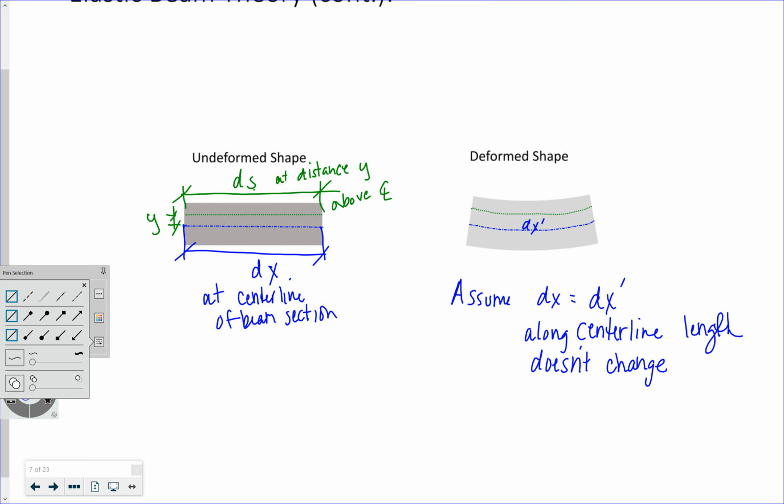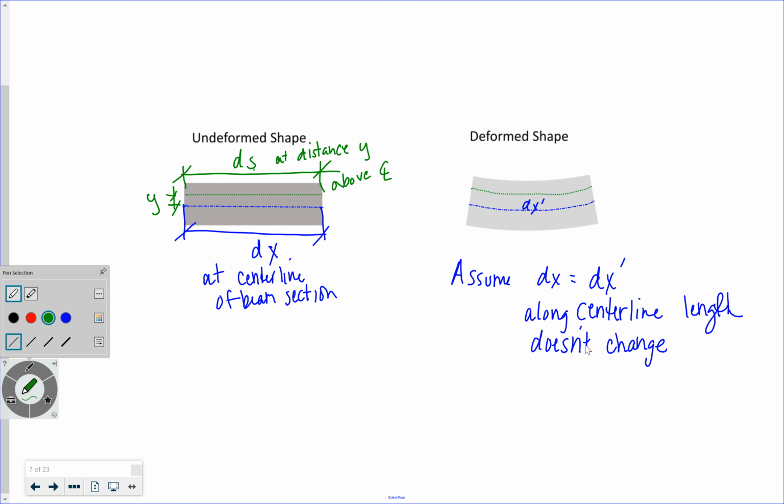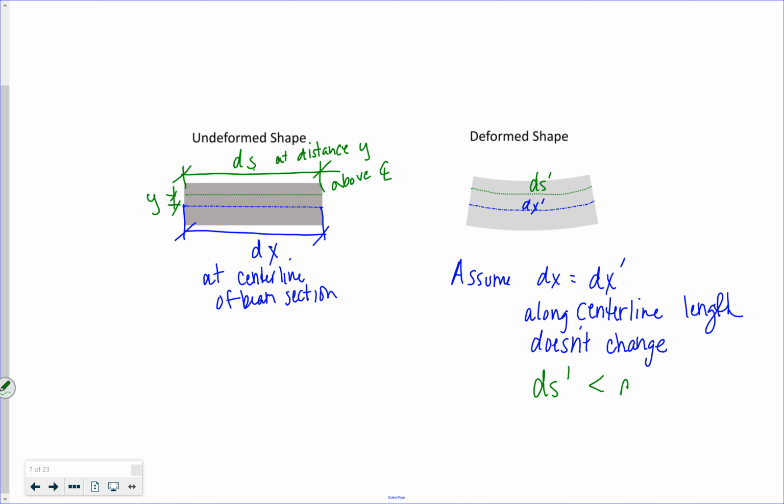However, ds prime, right? ds is in compression. We're in positive bending. We're above the center line, so it's going to be shorter than your original length. If I was looking at a line below the center line, it would lengthen, because it was in tension. Above the center line, I'm in compression. Below the center line, I'm in tension. And it would lengthen, but I'm looking at above.